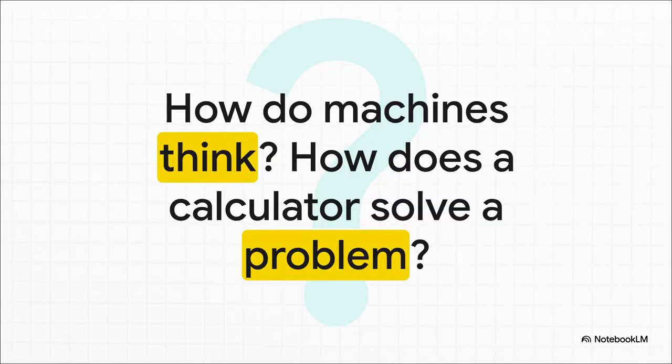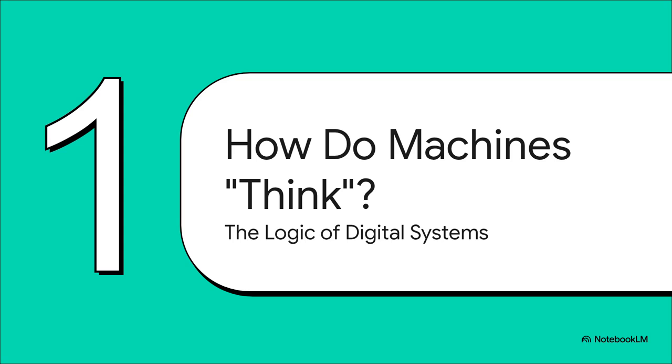Have you ever stopped and wondered how a machine actually thinks? How does a traffic light know exactly when to change? Or how does your calculator crunch numbers in an instant? The answer isn't some kind of mysterious artificial intelligence. It's a system built on a ridiculously simple idea. So, how do they do it?